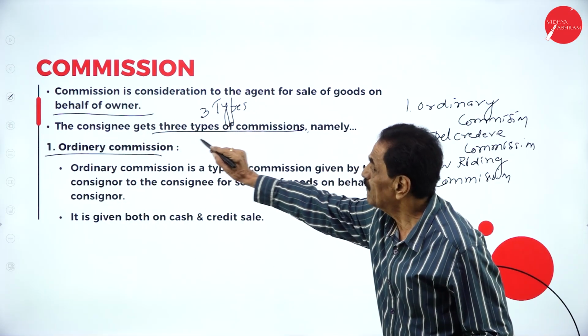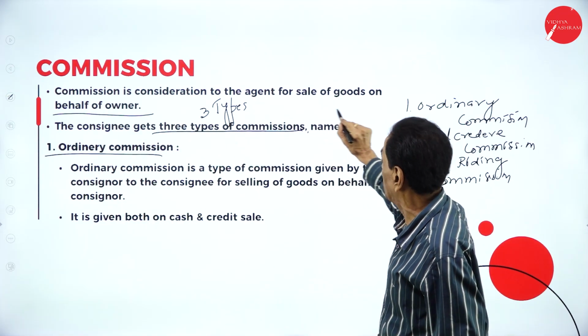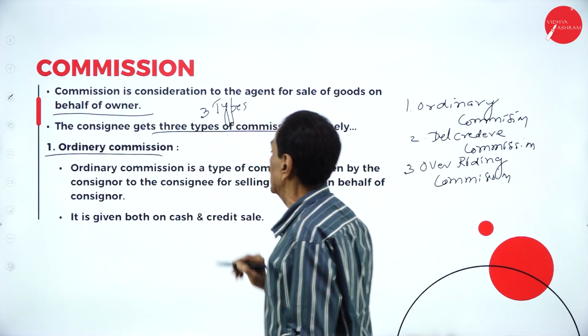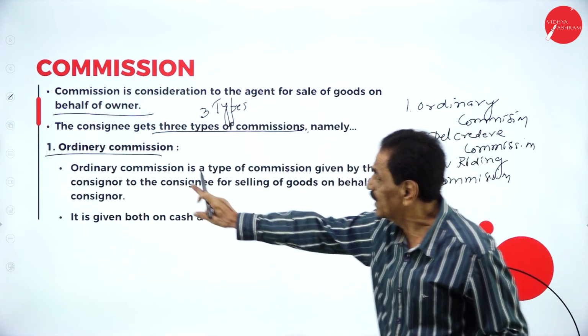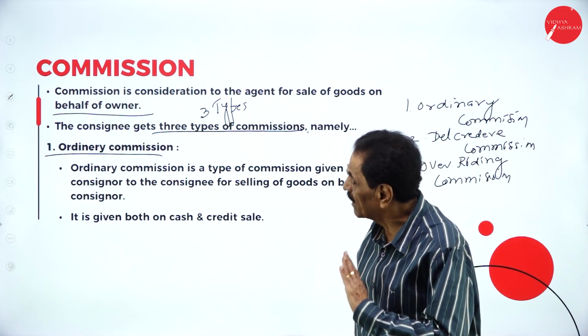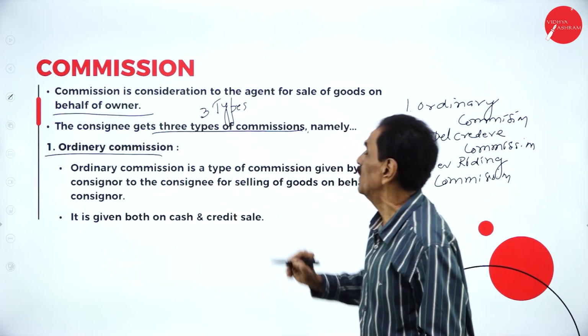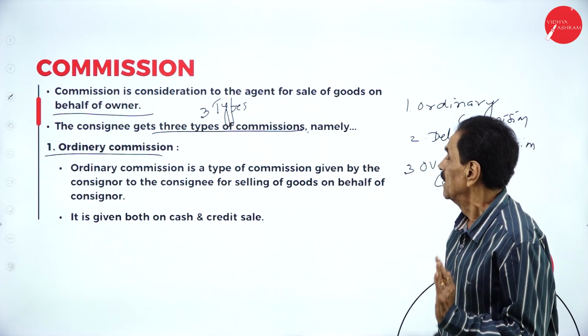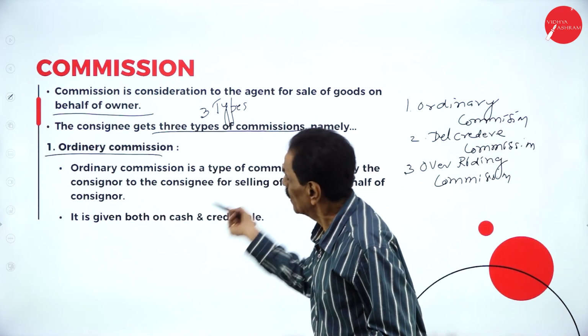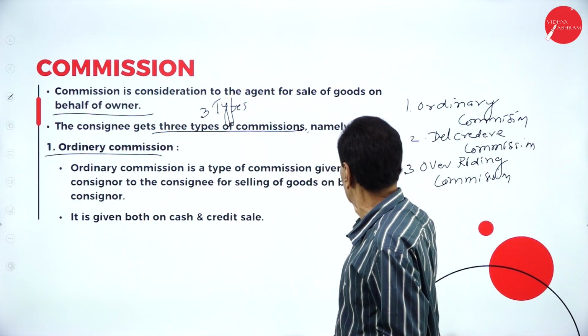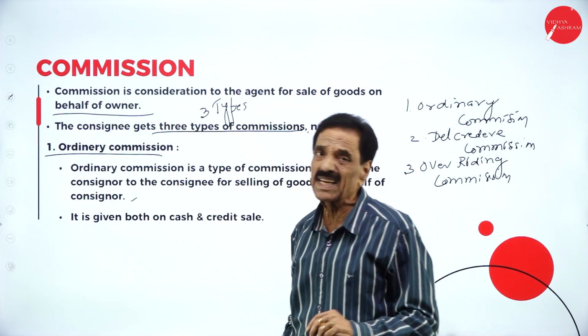Come back here. Commission is a consideration to the agent for sale of goods. The consignee gets three types of commission. One is called regular commission or ordinary commission. Ordinary commission is a type of commission given by the consignor to the consignee for selling of goods on behalf of the consignor. It's a regular commission.